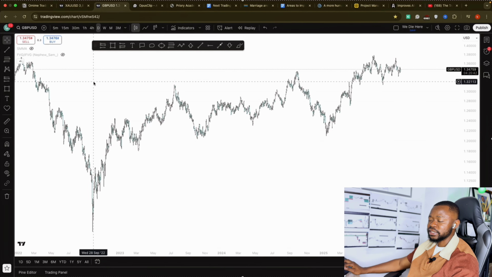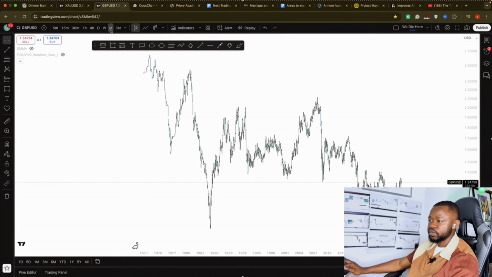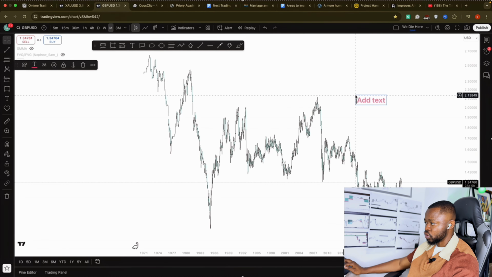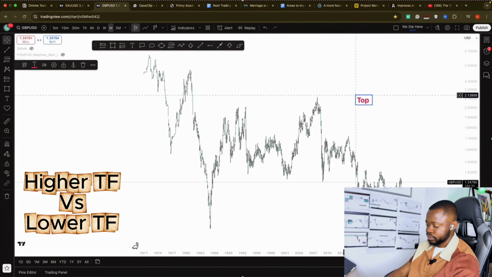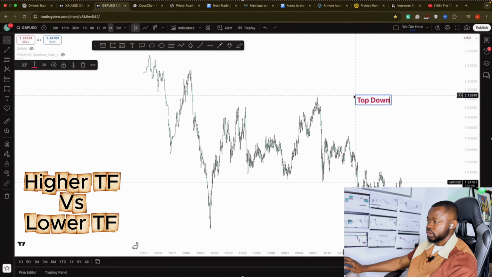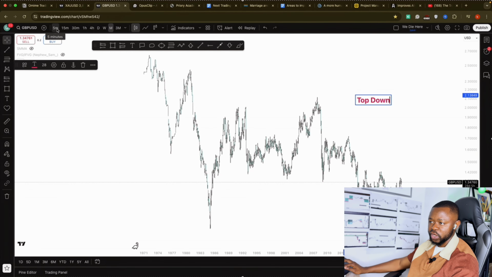Top-down analysis basically means your ability as a trader to go from the higher time frames to the lower time frames, basically explaining the word top-down. From the higher time frame to the lower time frame.